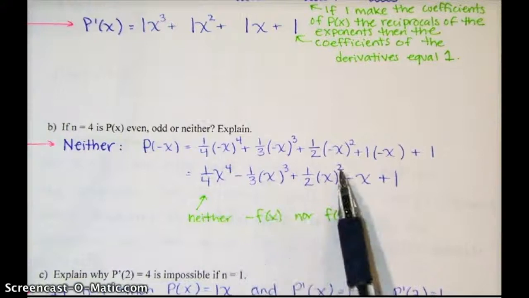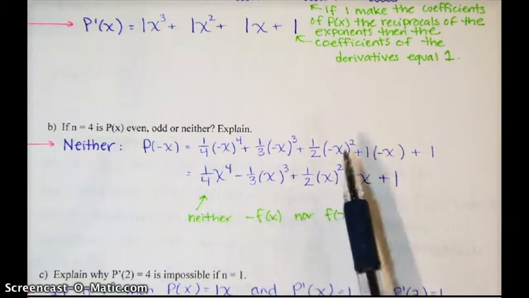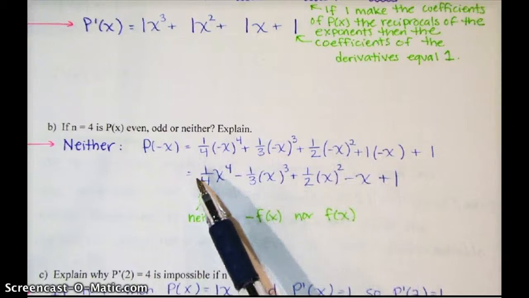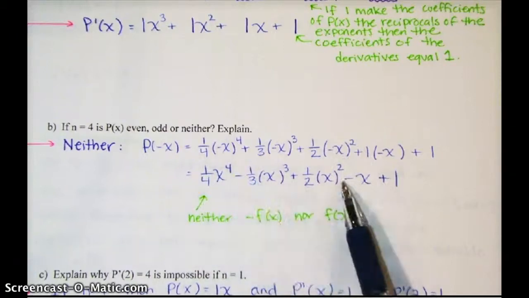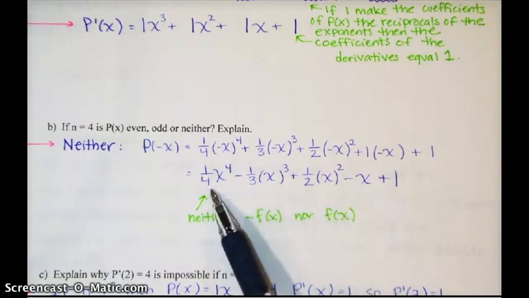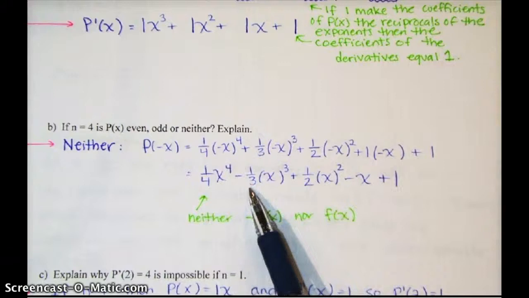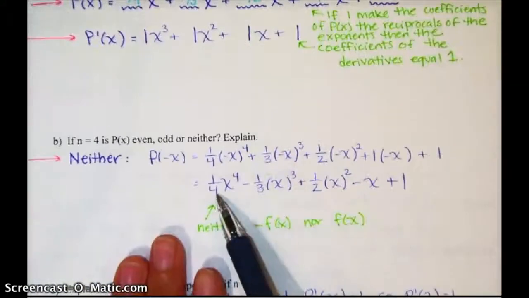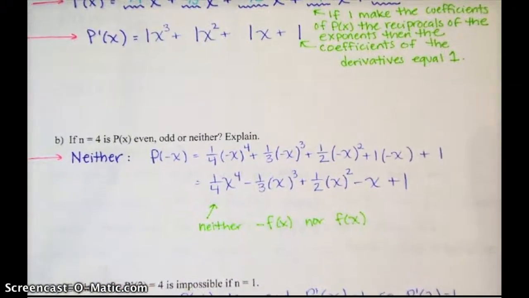If the answer you get is exactly the same as what you started with, we would say it's even. If it's exactly the opposite, as in all the signs are flipped, it's odd. But in this case, some of the signs are flipped, like the second term here is negative, whereas it was positive before, and some of the terms are the same. So this would be a neither.